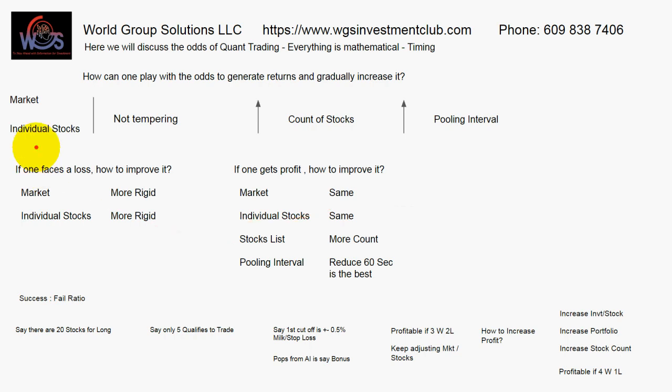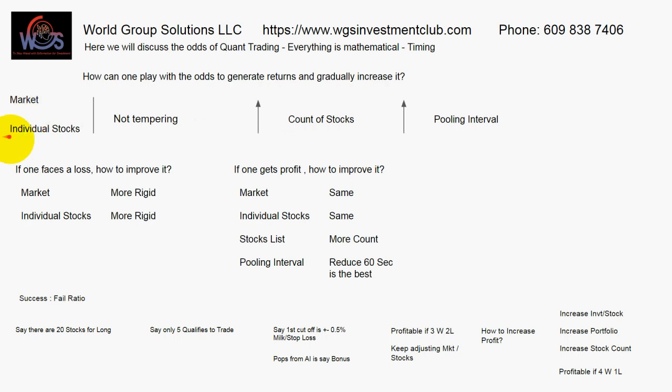So now let's look at one thing which I told you. Don't tamper with the market once you have already decided what the sweet spot is. Don't tamper with your individual stocks once you have decided the sweet spot. The only option you have is to increase your count. Say you are playing around with 100 stocks. Now you can increase it to say 500 stocks or 300 stocks. That means you're playing around with more of the opportunities which will come, because the algorithm will keep qualifying.